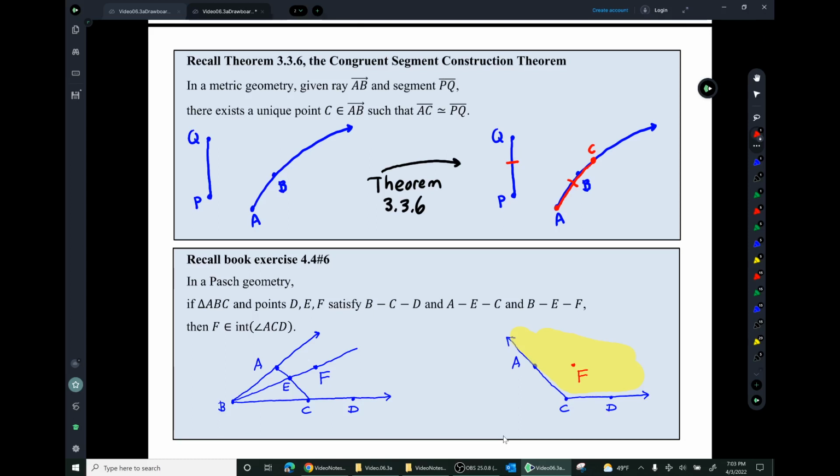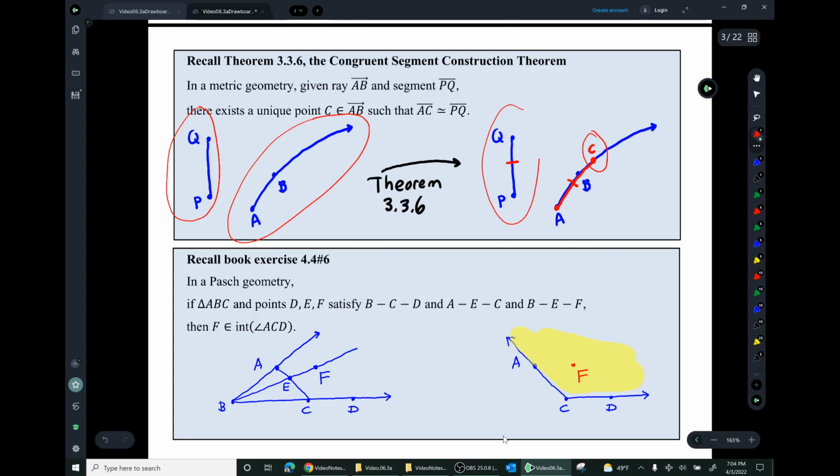From section 3.3.6, we have the congruent segment construction theorem. It says in a metric geometry, if you're given a ray AB and you're given a segment PQ, then there exists a unique point C on that ray such that the segment AC that's created is congruent to this segment PQ that's given.